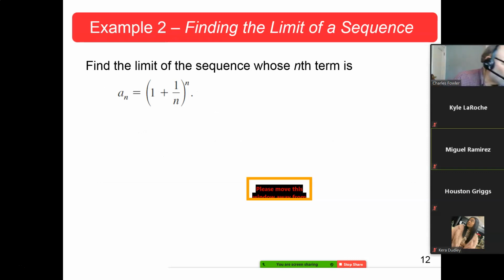So here's example 2, bottom of page 589. Find the limit of the sequence whose nth term a sub n is equal to 1 plus 1 over n, raised to the nth power. Well, this one's a fairly interesting one.